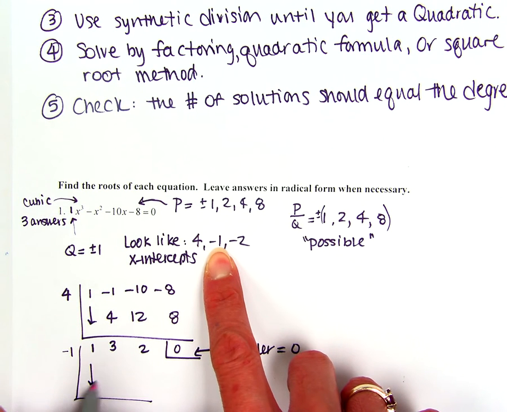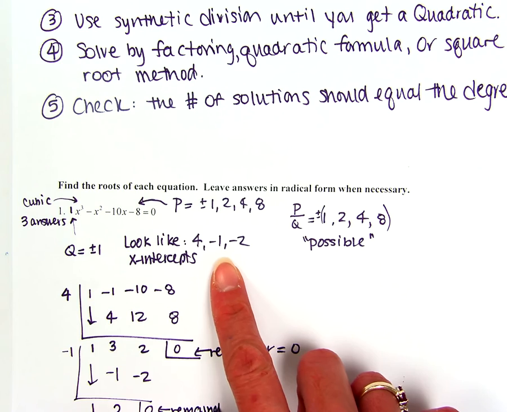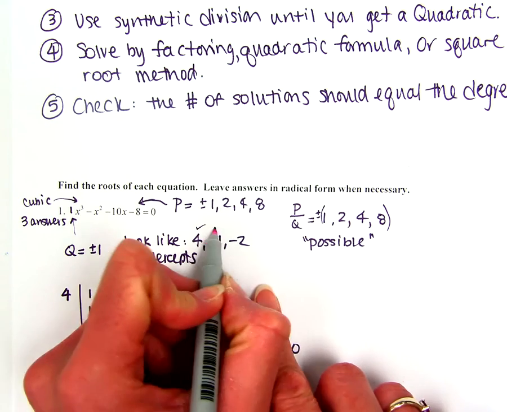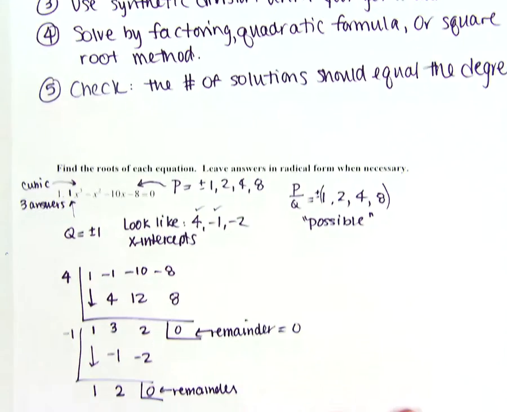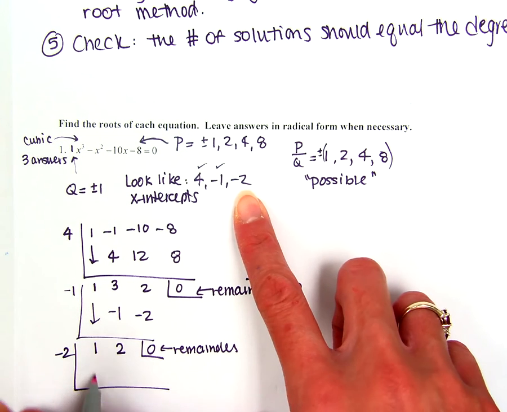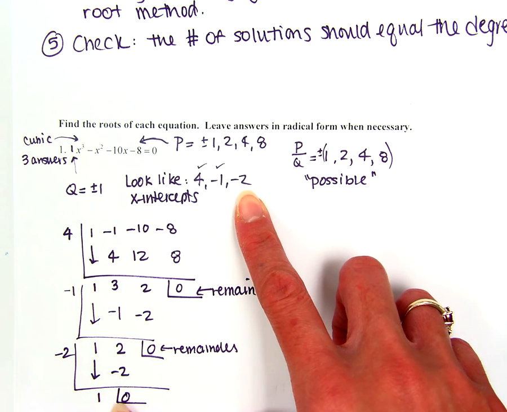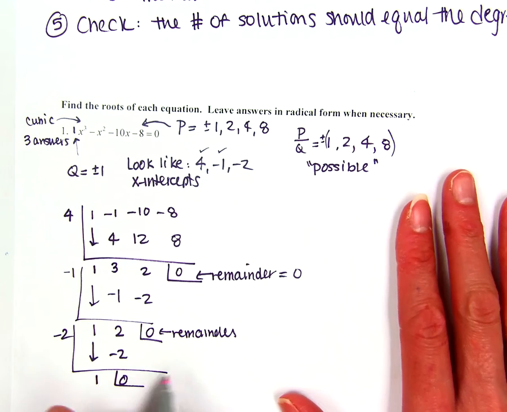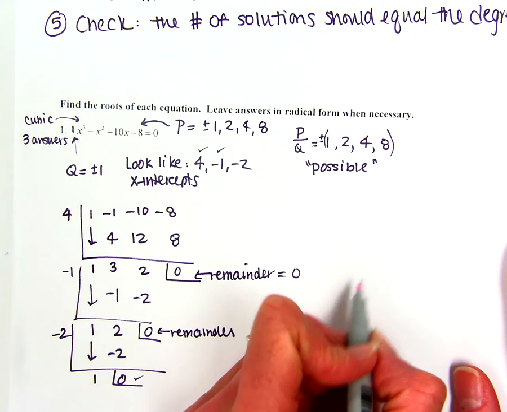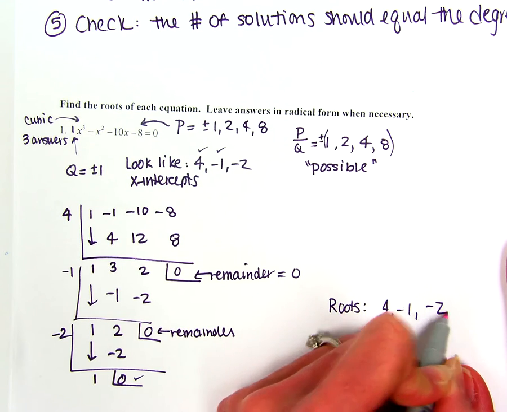Negative 1. So we're going to drop down the 1, multiply, you get negative 1, add, you get 2, multiply, you get negative 2, and you add, you get 0 as a remainder again. So that tells me that negative 1 works. So far we've checked that 4 and negative 1 both work. And then you're going to try one more time, negative 2, and you just do it with the 1 and 2. So bring down the 1, multiply, you get negative 2, and as long as 0 is my remainder, then I'm good. Alright, so this tells me that my solutions, my roots, are 4, negative 1, and negative 2.